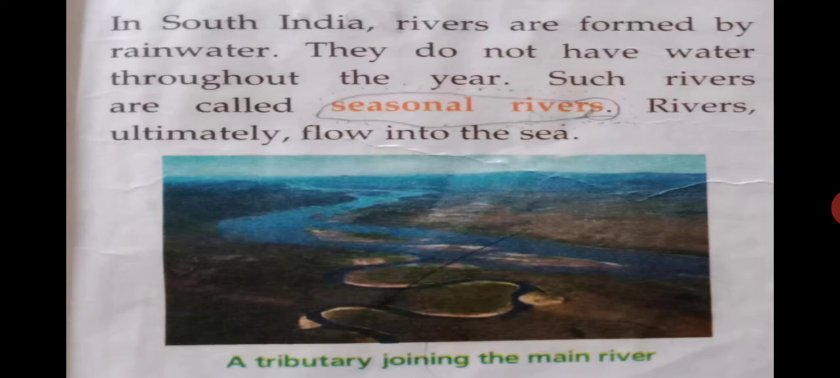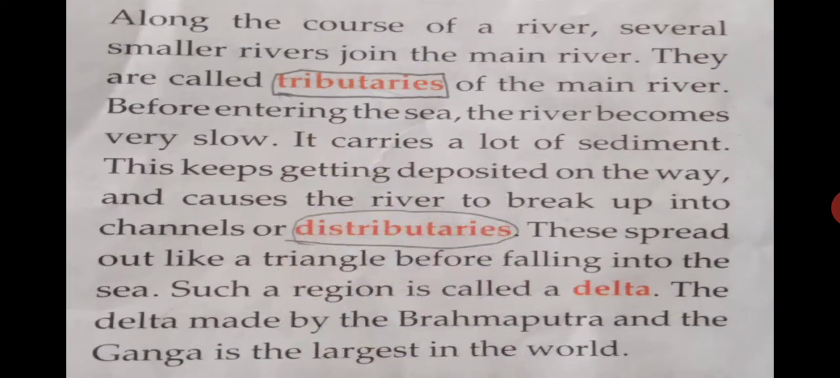Several small rivers that join the main river are called tributaries. Along the course of a river, several smaller rivers join the main river. They are called tributaries of the main river. A small river that flows into the large river. A tributary is a fresh water stream that feeds into a larger stream or river.